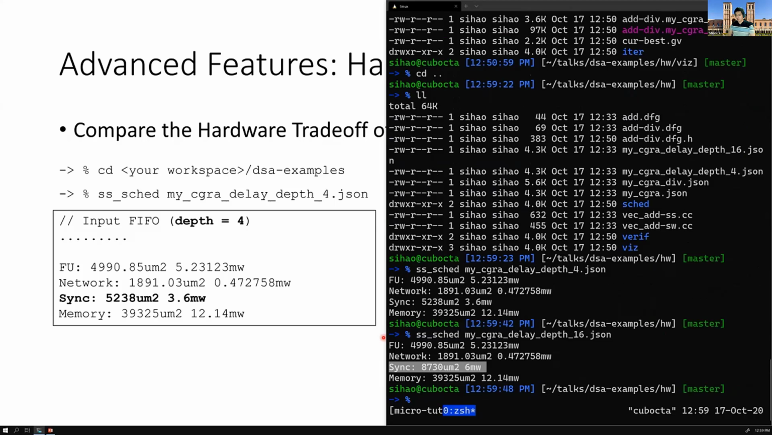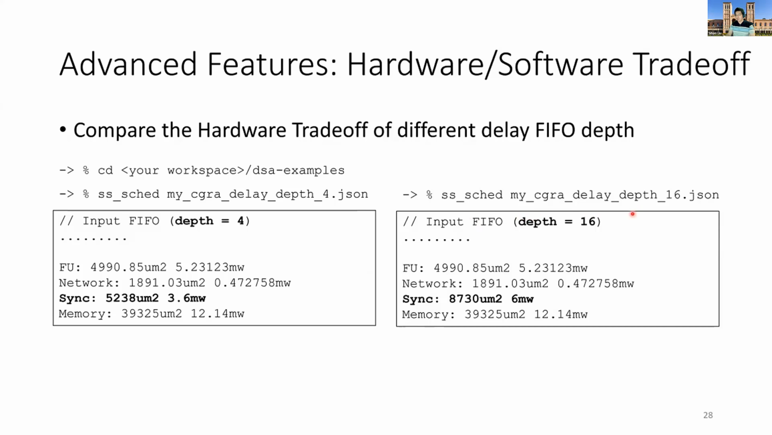You can see that the synchronization unit is actually different, because we allow the second one to have a deeper output. I think this one should be output FIFO. Sorry, I made a typo here. So you configure the FIFO to be deeper so that you can buffer more data to have better flow control, and the synchronization unit will be different. You need to have a larger output FIFO.